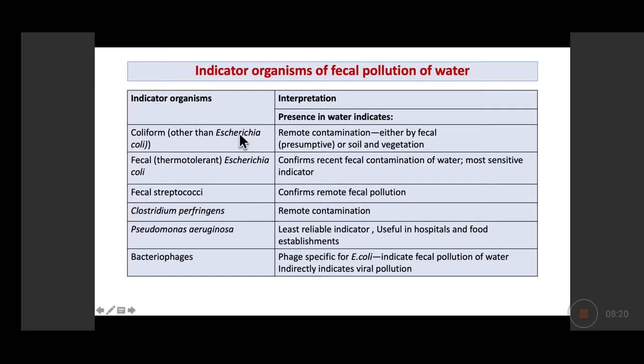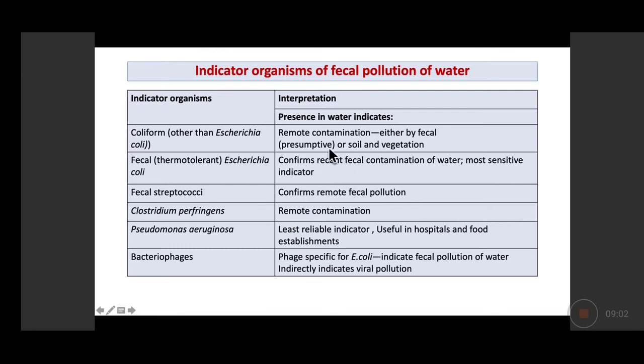Okay, so there is a list of indicator organisms that has been given in your textbooks. Generally we test for the coliforms. Coliform bacteria such as Escherichia coli, Klebsiella, Enterobacter. But the most sensitive indicator is Escherichia coli, that is fecal Escherichia coli. It is also thermotolerant. It can survive at 44 degrees Celsius. So it is fecal Escherichia coli which basically confirms the recent fecal contamination of water, and it is the most sensitive indicator. Recent, because after some time it will die.